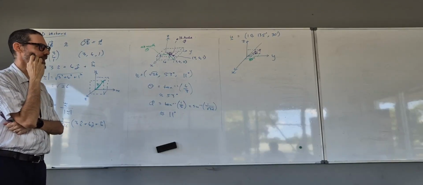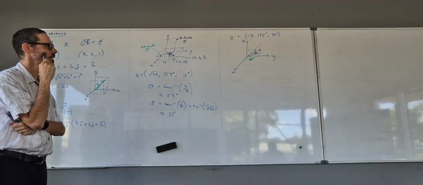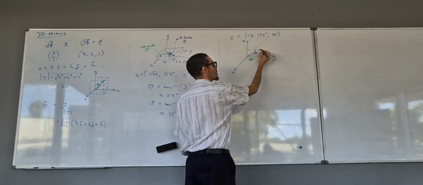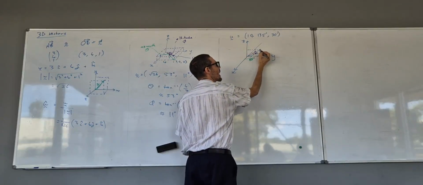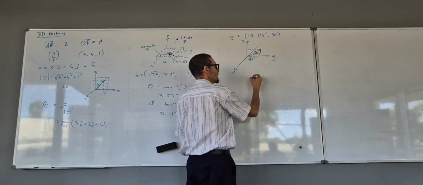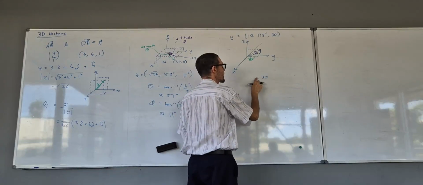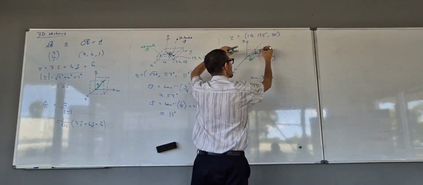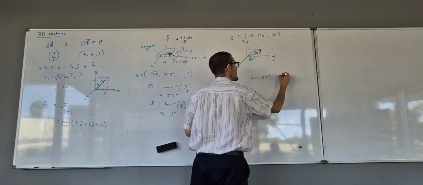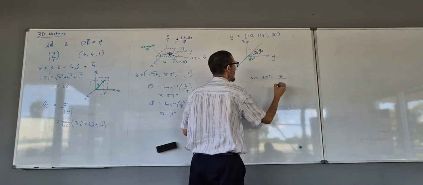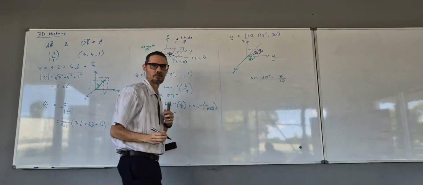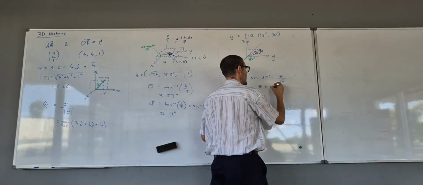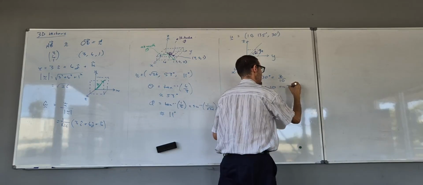It's hard to go directly to x and y. But if I know this is 10 and that's 30 degrees, I should be able to calculate this, right? That height. I've got the hypotenuse. Sine 30 degrees is opposite, that's the z I want, right? Z over 10. So my z coordinate is 10 times sine 30 degrees.